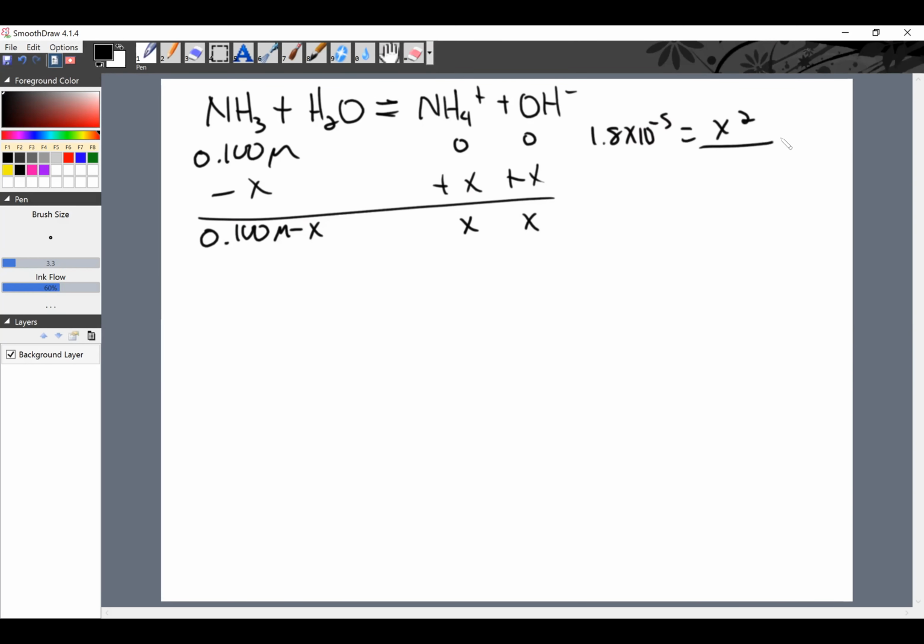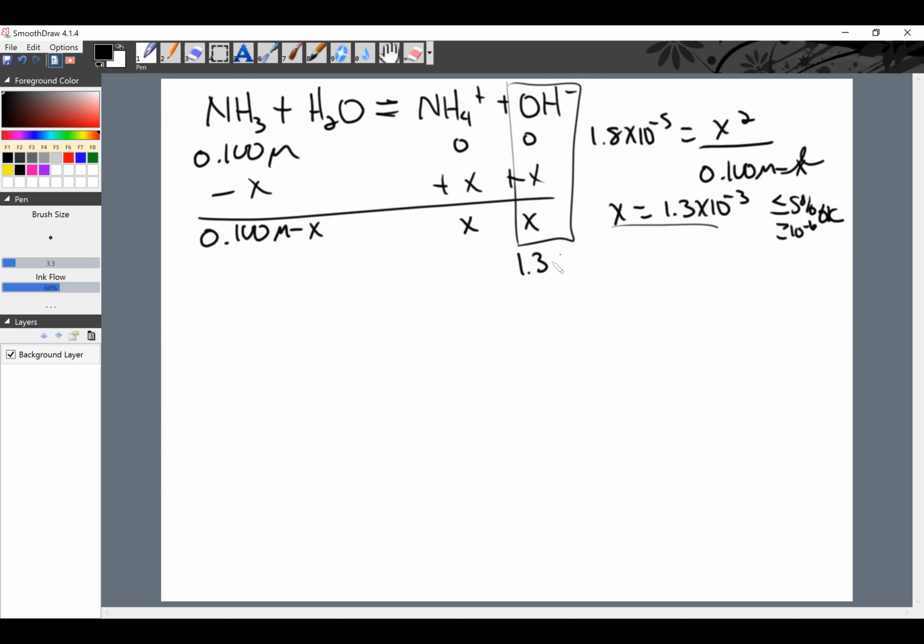If you can't see it though, always write your ice tables out. All right, going to ignore x. And it's less than 5%, greater than 10 to the minus 6. So we're okay there. Okay, now the difference here, this X happens to be the hydroxide concentration.